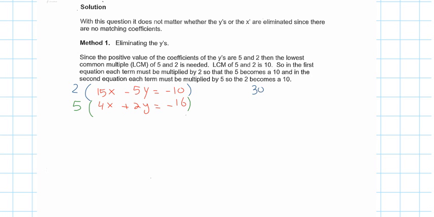30x minus 10y equals negative 20. Yes? 2 times 15, that's 30. 2 times negative 5, that's negative 10. 2 times negative 10 is negative 20. Okay? Now, can we just pay attention to this and I'll give you time to copy it? Okay. Then if I multiply this by 5, it's going to be 20x plus 10y equals, what is it, negative 80?